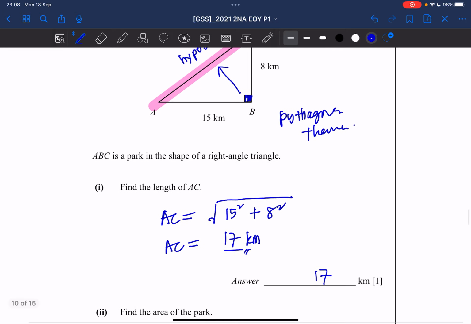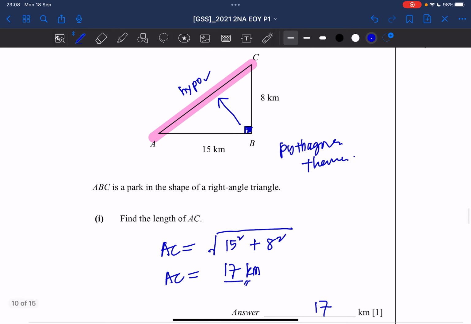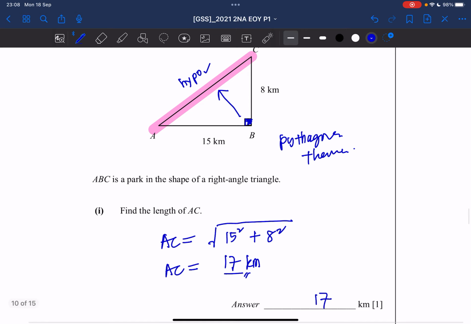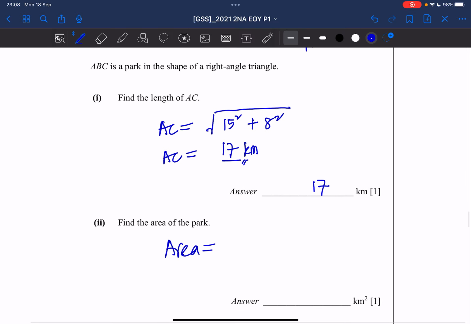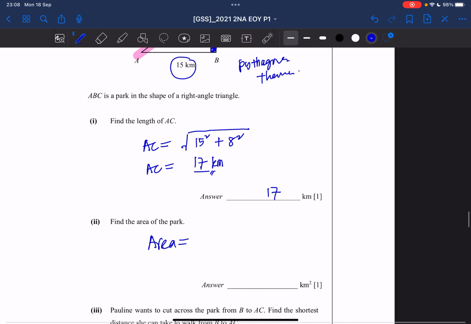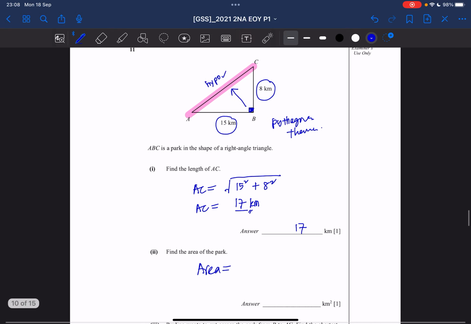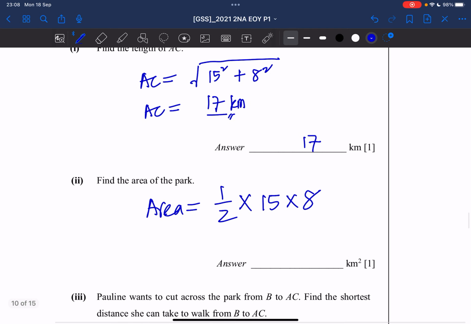17 here. Then part 2, find the area of the park. To find the area, since it's 90 degrees, we use 15 and 8. So the area is just the area of the triangle. For this case, it's just half times 15 times 8, because it's a triangle. So the answer is 60 kilometers square.